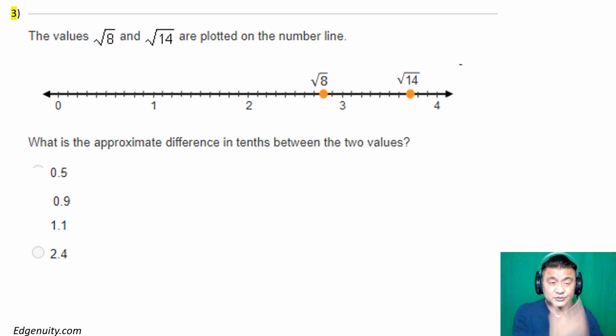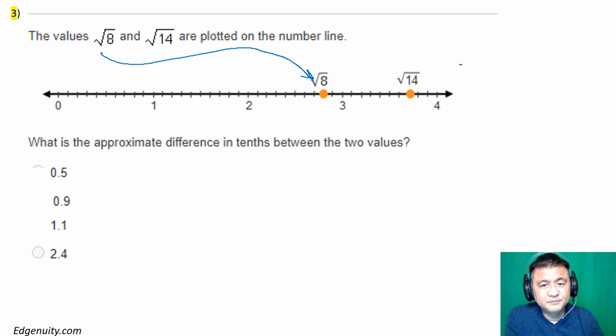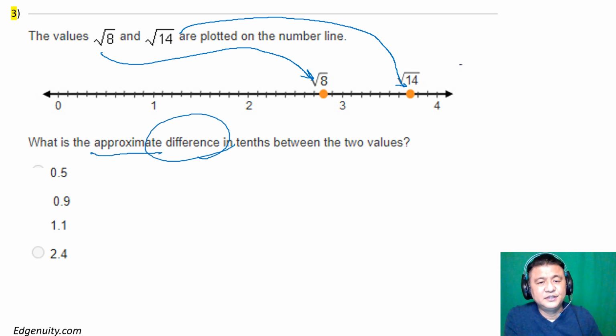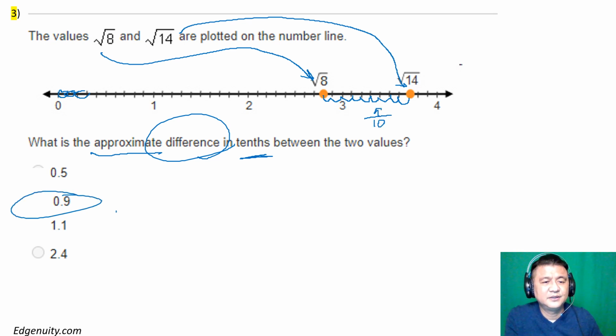Next, the values of square root of 8, they already gave you an answer, 2 point something, and the square root of 14 is over there, that's 3 point something. I'm not telling you what it is. What is the approximate difference in tenths? Each part of this is already tenths. From here to here, 1, 2, 3, 4, 5, 6, 7, 8, 9. 9/10 difference. Here you go. Check.